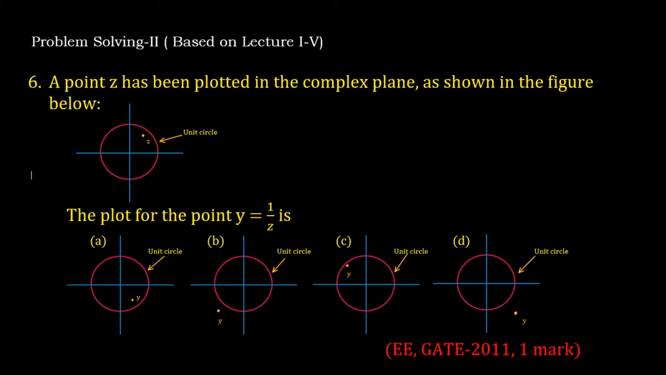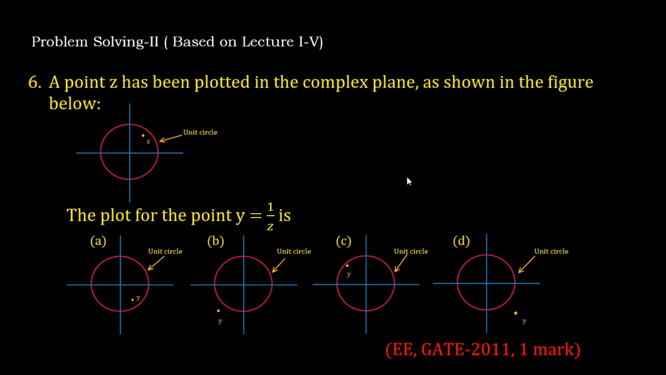So the first problem today is, as you can see on screen, a point Z has been plotted in the complex plane as shown in the figure below. So this is Z, the yellow dot, a point inside the unit circle in the first quadrant. The question is the plot for the point y equals 1 by z; there are four options. So the basic question is, if z is a point in the first quadrant inside a unit circle, where will 1 by z lie?